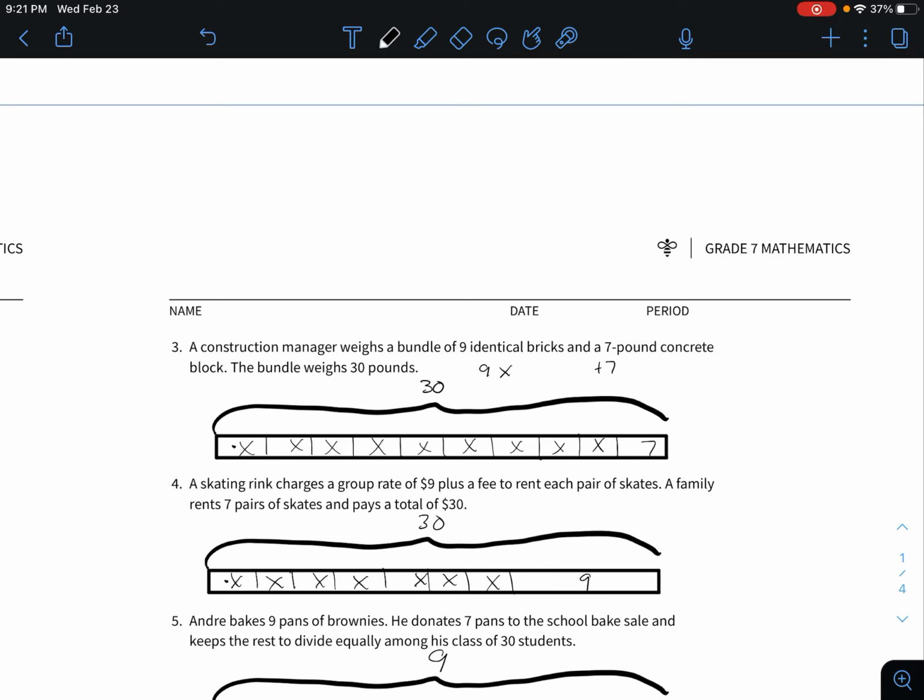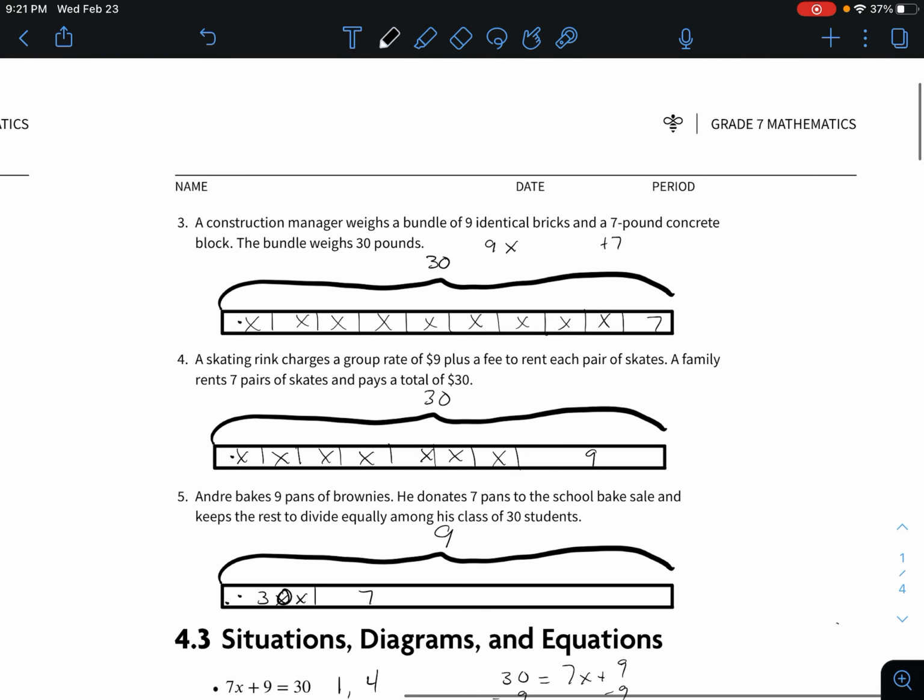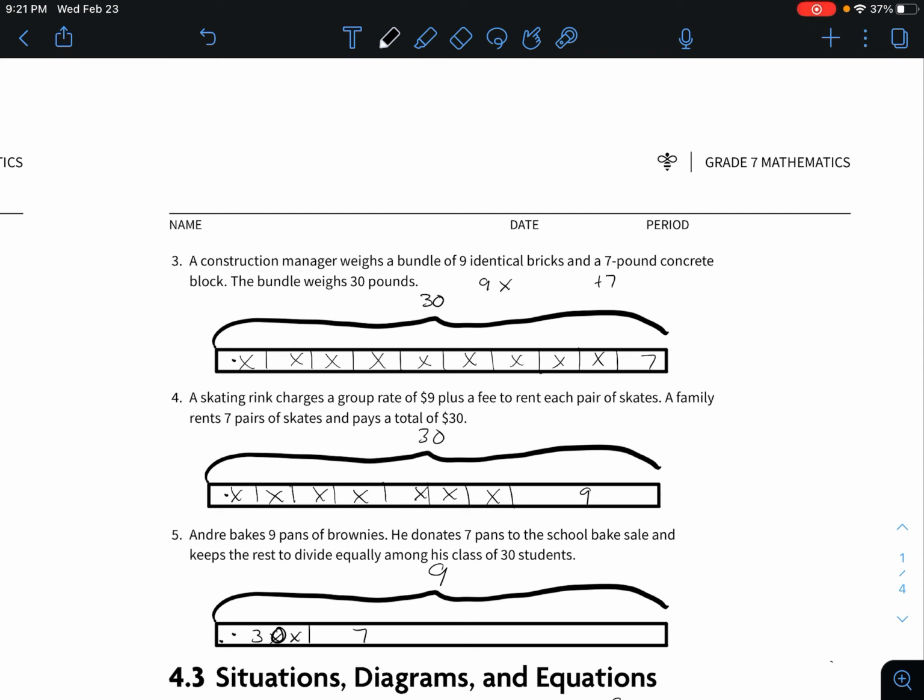So he had 9 pans. How that was split up is 7 went to the bake sale, and then the rest were split up amongst his students. The total number of students was 30. So each student actually got a fraction of a pan. So 30 students split between 2 pans, right? So this one would be 30 X's and 7. Now, normally you'd write 30 boxes, but there's just not enough room and it wouldn't make much sense. So I just put it as 30 X's and 7.